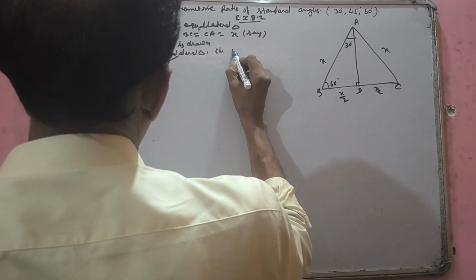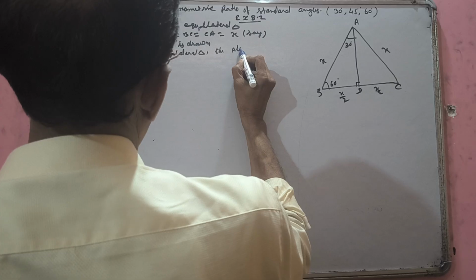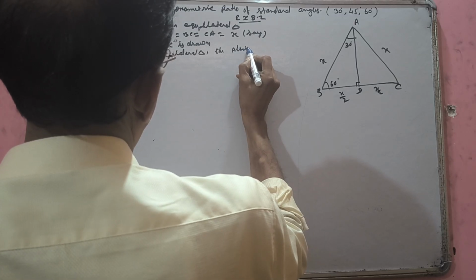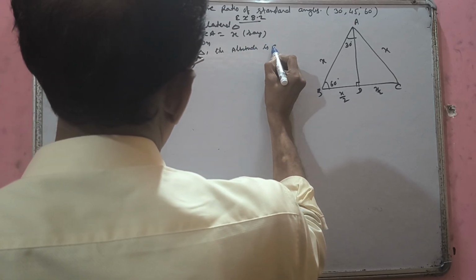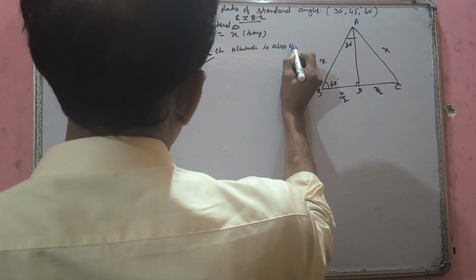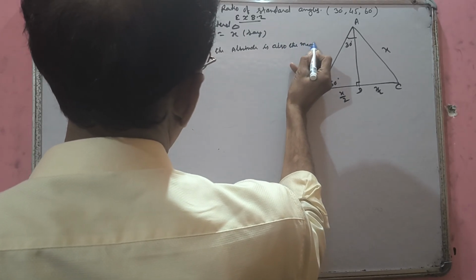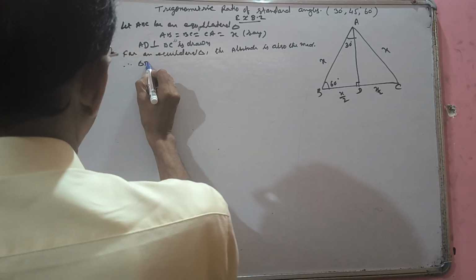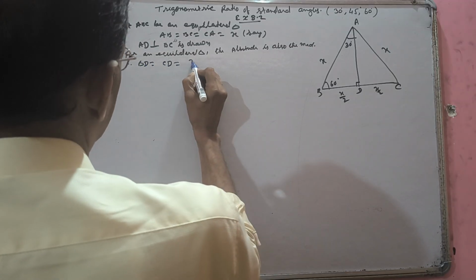You should write here, since for an equilateral triangle the altitude is also the median, therefore BD equal to CD equal to X by 2.